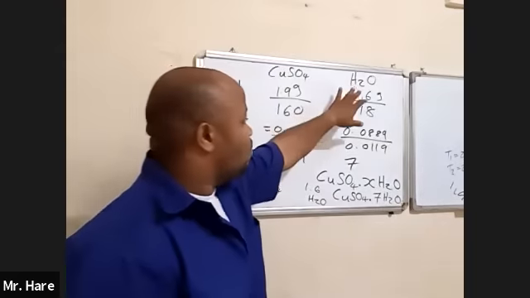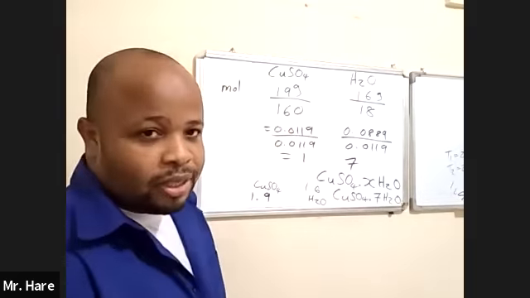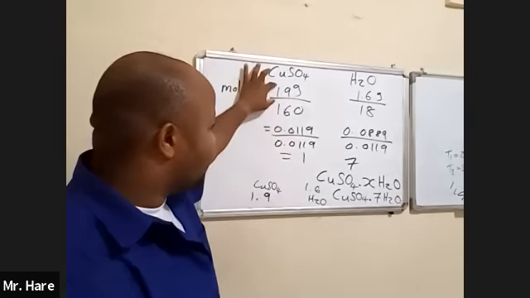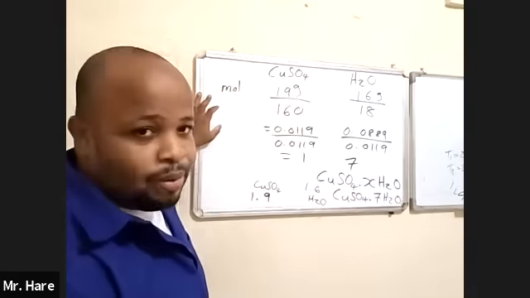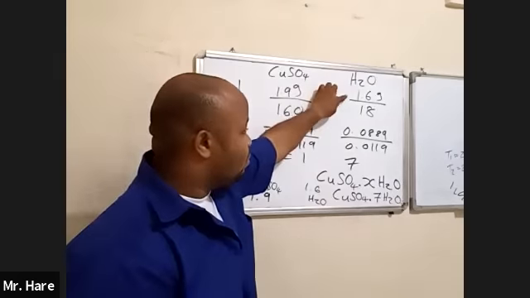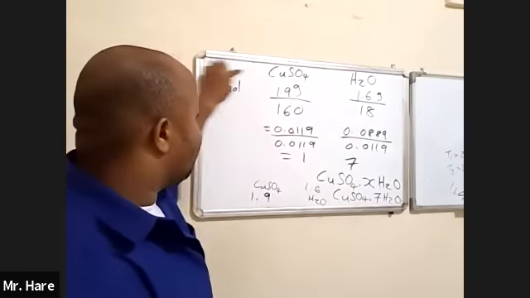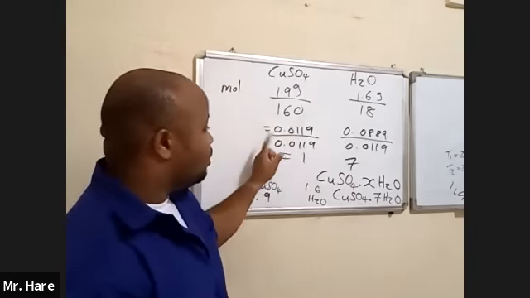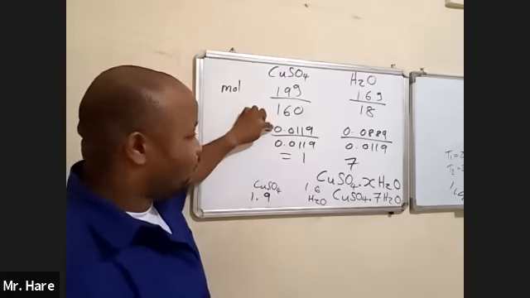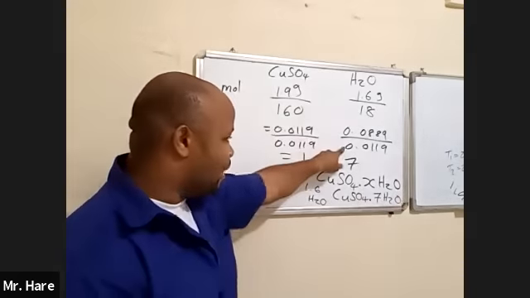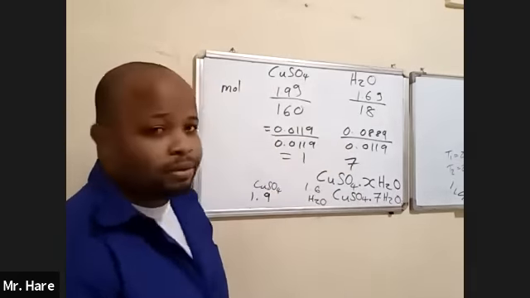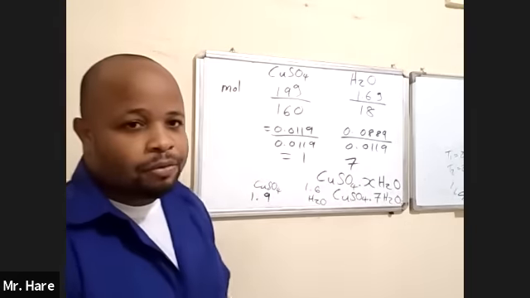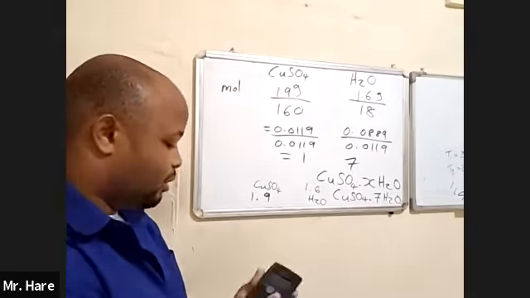To get the mass of water, you would subtract the mass of the anhydrous sample from the hydrated sample. That is how you get the mass of water. Then you come here and you calculate the number of moles. When you get both of the answers, this one is always going to be the smaller one. And you divide by the smaller number. And the answer you get here, that is the number of moles of water that is present. Okay.